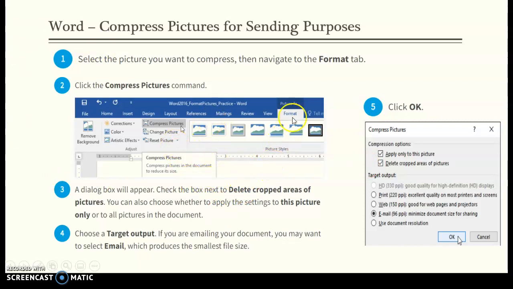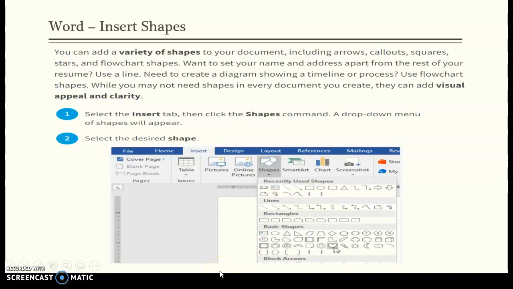So you select the picture from your Picture Tools format, choose Compress Pictures, and then you would want to make sure that you can either apply it to only this picture or all of the pictures that you have in the document, and then also make sure that the target output selected is right, because it's either print or email, and then OK. Save space when you're sending to someone.